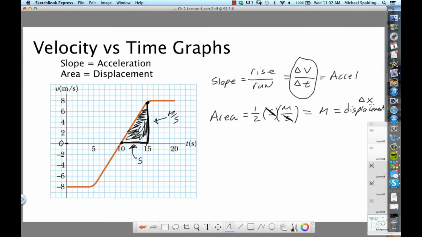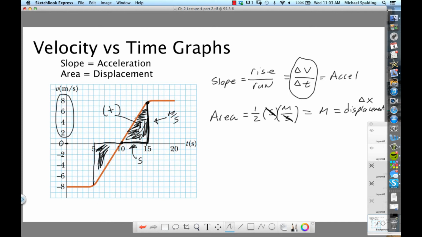Displacement, delta x. But is displacement a vector? Meaning, does it have direction? It does. Where do we get direction from on the graph? Well, look, this shaded area here is positive. That's a positive displacement. How do I know that that's a positive displacement? Because the velocities are positive. If the velocities are positive, then the displacement's going to be positive. Okay? How about, let's do a shaded area over here.